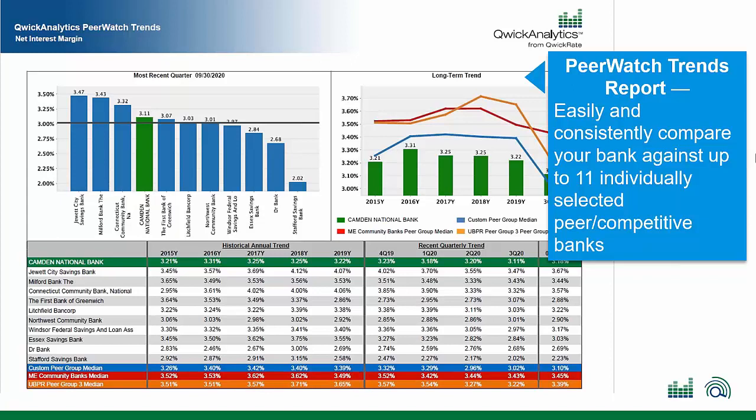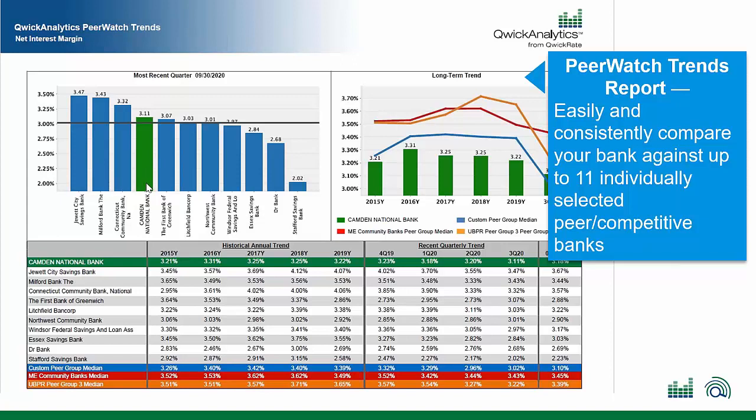But you can see here some of the things that we will show you on a side-by-side basis when you pick those 11 banks. We'll show you 5 years of historical numbers, side-by-side with competitors that you've selected. We'll show you how the last 4 quarters have looked. This column represents the last 12 months. We show you the peer median numbers for the state and the UBPR peer group. And then we'll also graph these same numbers up here with your bank in green and the peer group medians graphed as well. Finally, we'll show you the most recent quarter performance.